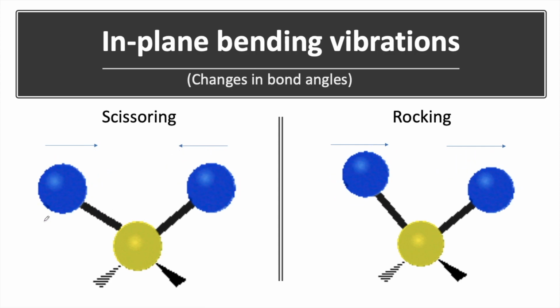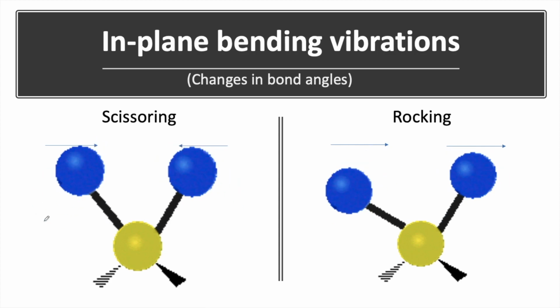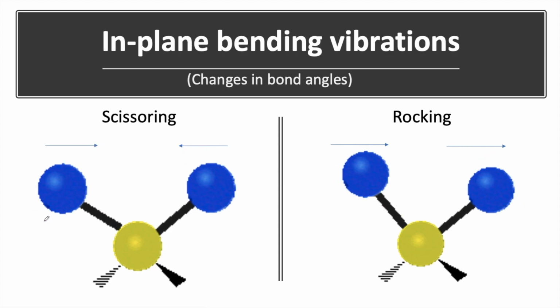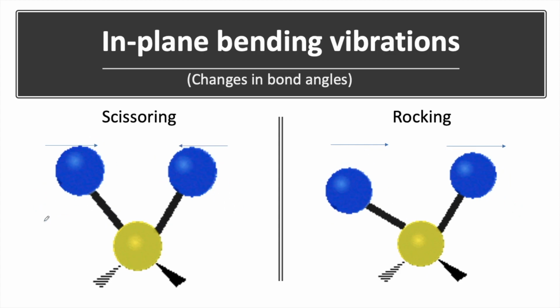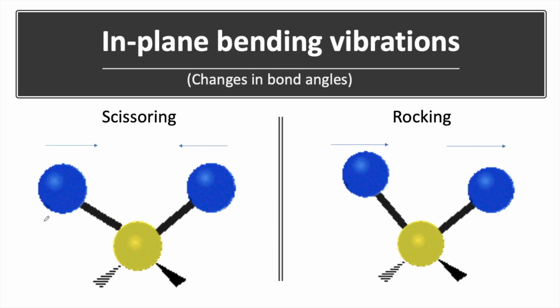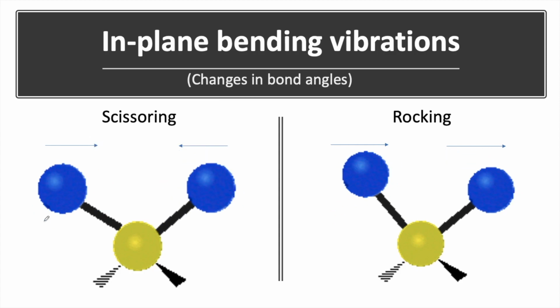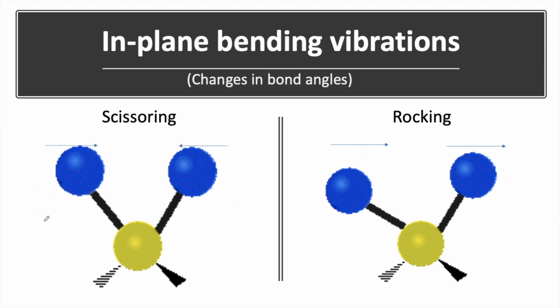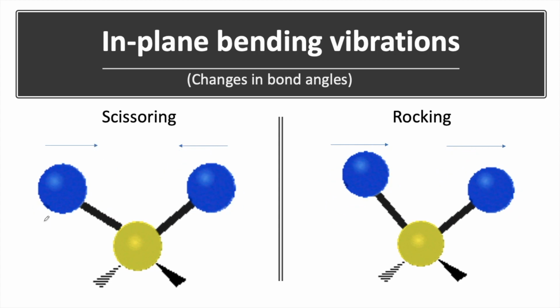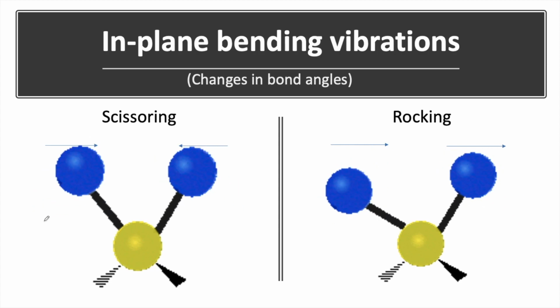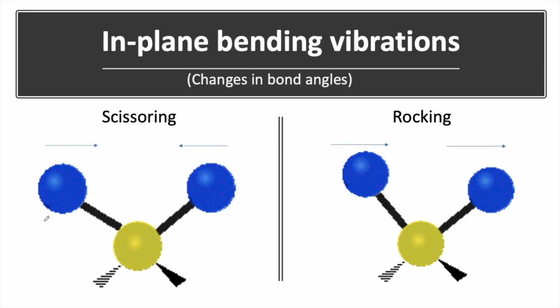Rocking vibrations. In these vibrations, the two atoms move in the same direction with respect to the central atom. So when I say same direction, it means both of them are either moving towards the right side or both the atoms are moving towards the left side.